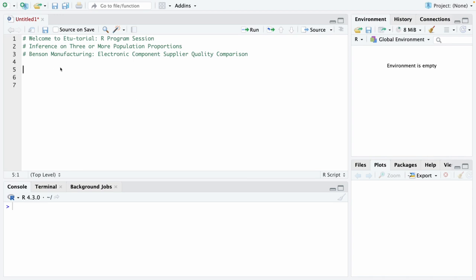I have my RStudio all opened up. This is the Benson Manufacturing electronic component supplier quality comparison. The first thing I would do here, as we get started, is to load my R packages. So my step one is to load the R packages. Please make sure you're following along with me as we go through this entire code.